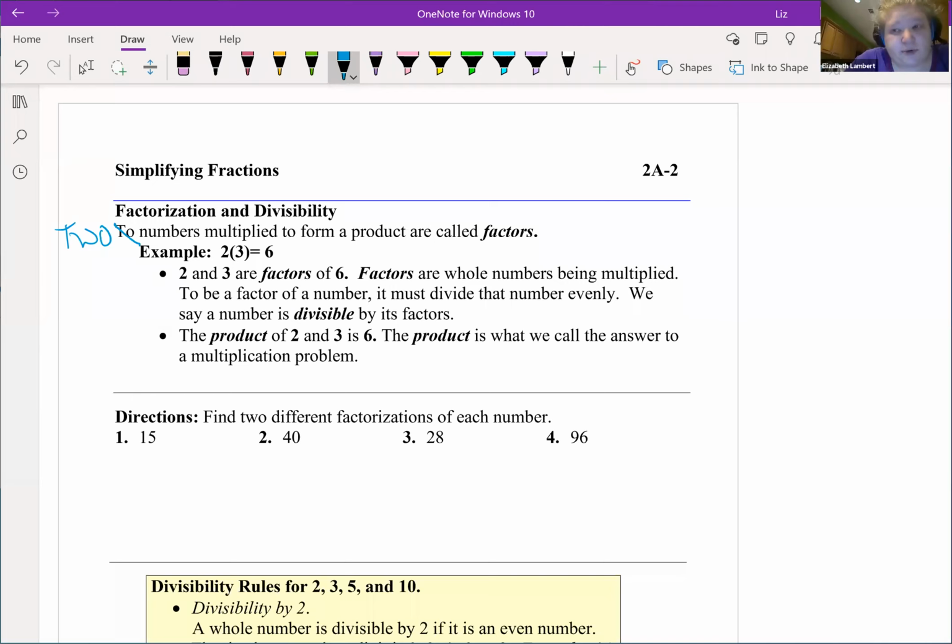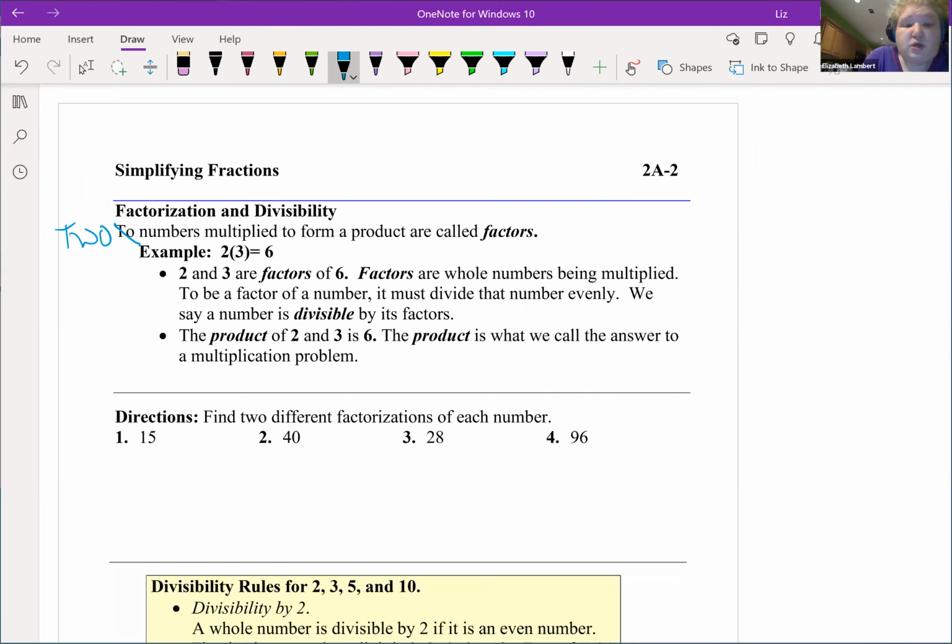Factors are whole numbers. So certainly any fraction we can think of another number to multiply to the fraction to get us to whatever other number we want. This is what whole numbers can be multiplied to make up the larger number, usually larger number. It doesn't have to be. The number itself is a factor of itself. And then when we multiply two numbers, we call that a product.